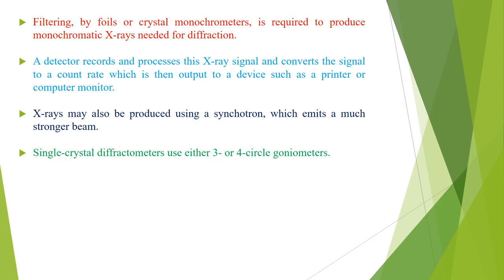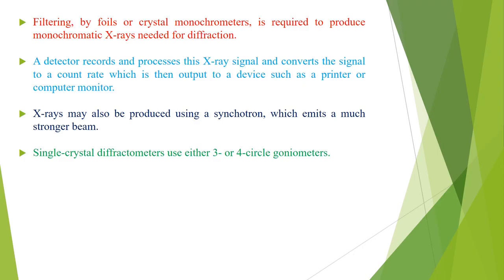These X-rays are collimated and directed onto the sample. When the geometry of the incident X-rays impinging the sample satisfies the Bragg equation, that is, constructive interference occurs, then a detector records and processes this X-ray signal and converts it to a count rate, which is then output to a device such as a printer or computer monitor.